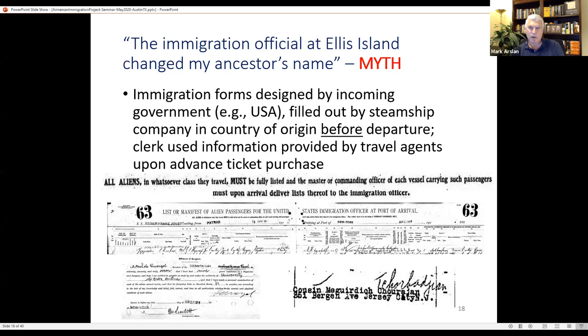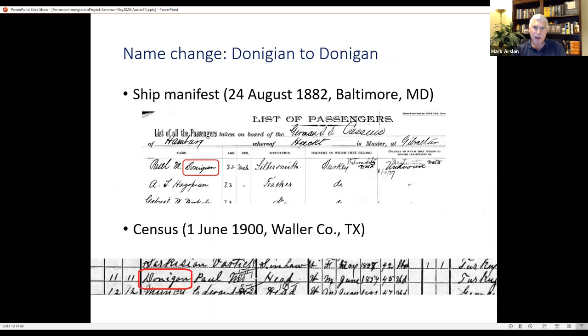So if you find your person on a ship manifest in 1895, you may be disappointed, because there's not really a lot of good information on there. But once you start getting into the 1906 and later time frame, then that's when you get all this terrific information on the ship manifest.